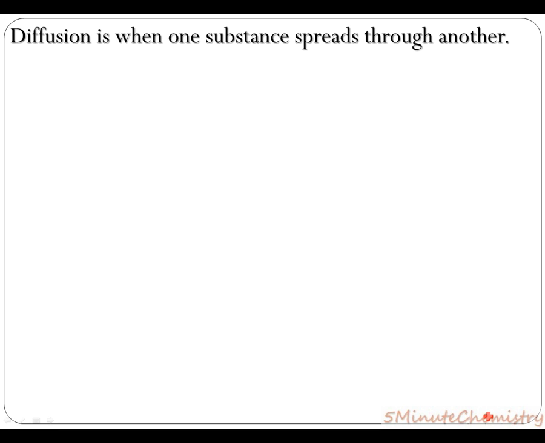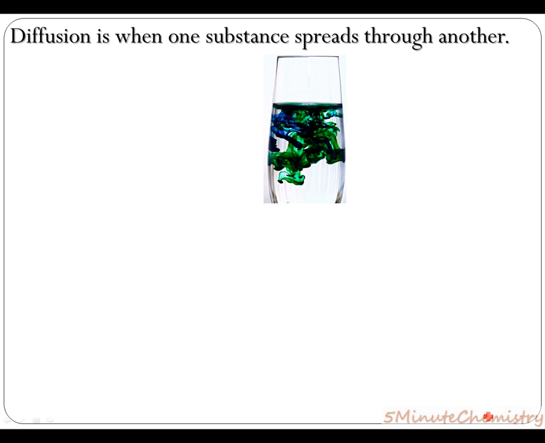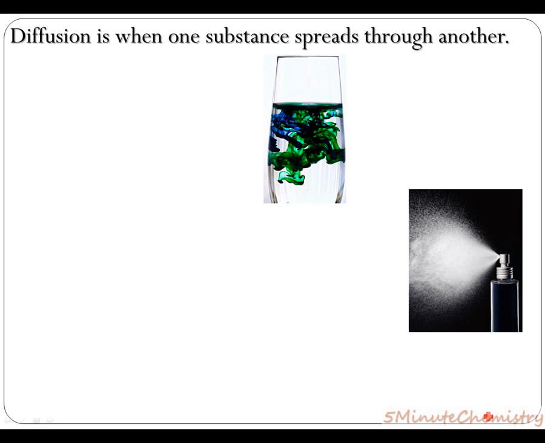Now, let's discuss one of the results of gas properties, gas behaviors. One of them is that diffusion occurs. Diffusion is when one substance spreads through another. It isn't limited to gases. We could have diffusion of a liquid through another liquid. In this case, we're looking at dye being spread out through a liquid water sample. So liquid through a liquid, but it's one substance that spreads through another.